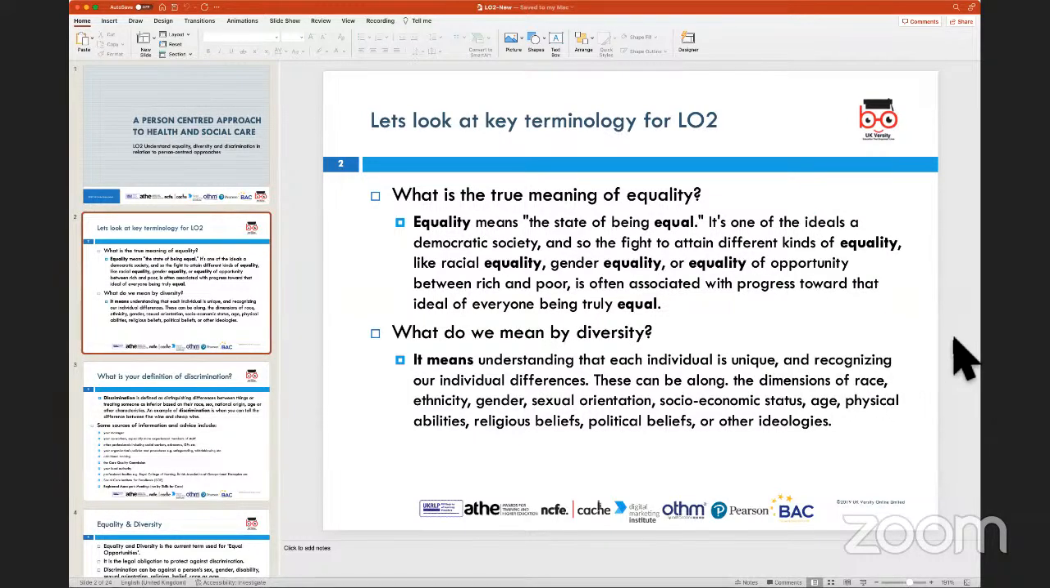Now let's look at diversity. When we talk about diversity, what do we mean? It means that every individual is unique, and we recognize that there are individuals which are going to be different, and these differences make up the personality of that individual.